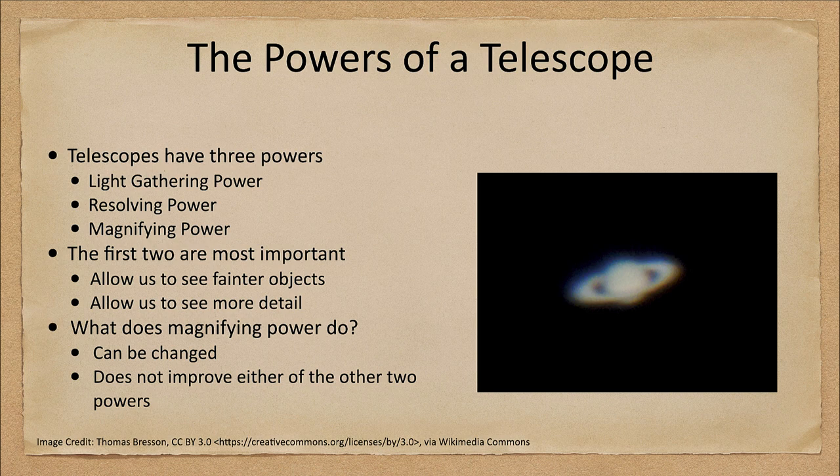So if you take an image like this and enlarge it, you're only going to get a bigger blurry image. You're not going to see anything else. It's not going to give you any better resolution. It is not going to give you any better light gathering power. Now, how does the light gathering power work with this?